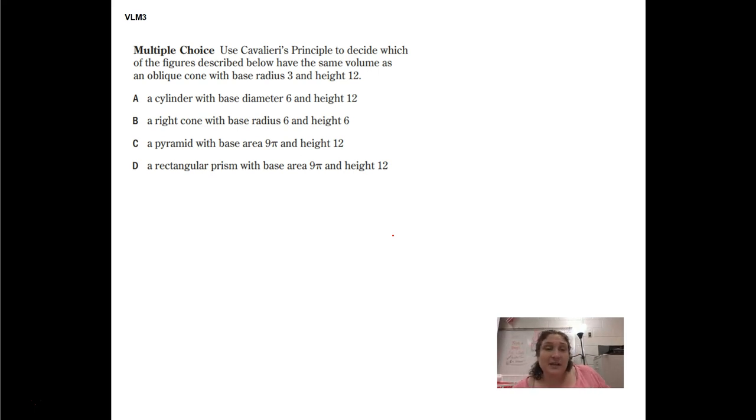Use Cavalieri's principle to decide which of the figures described below have the same volume. An oblique cone with base radius 3 and height equals 12. Bottom line here is that we have to look at it. So the radius, it tells us, is 3 and the height is 12, and we're looking at a cone. The formula for a cone is on your formula sheet, and it is 1/3 pi r squared height.